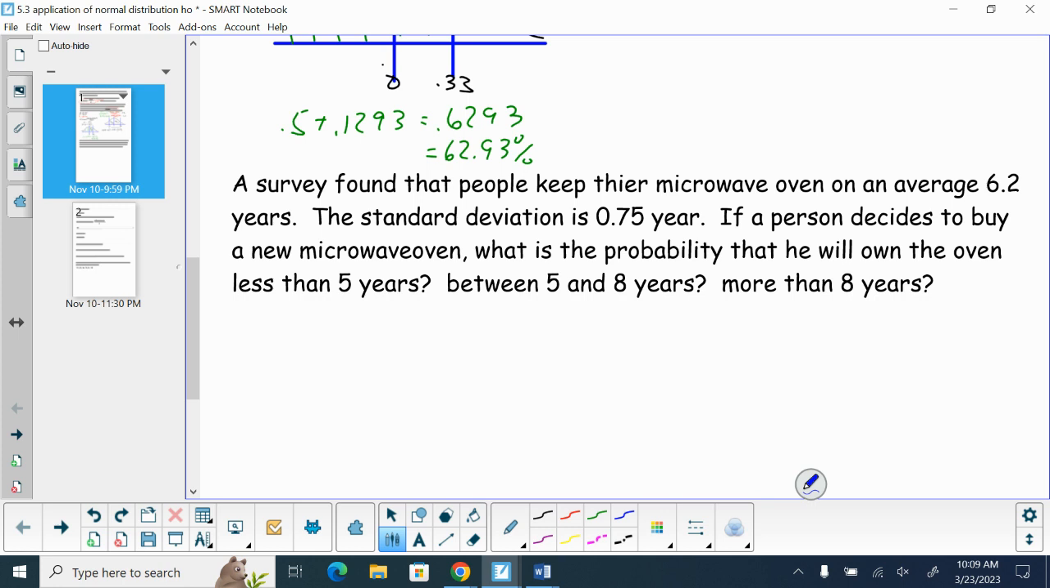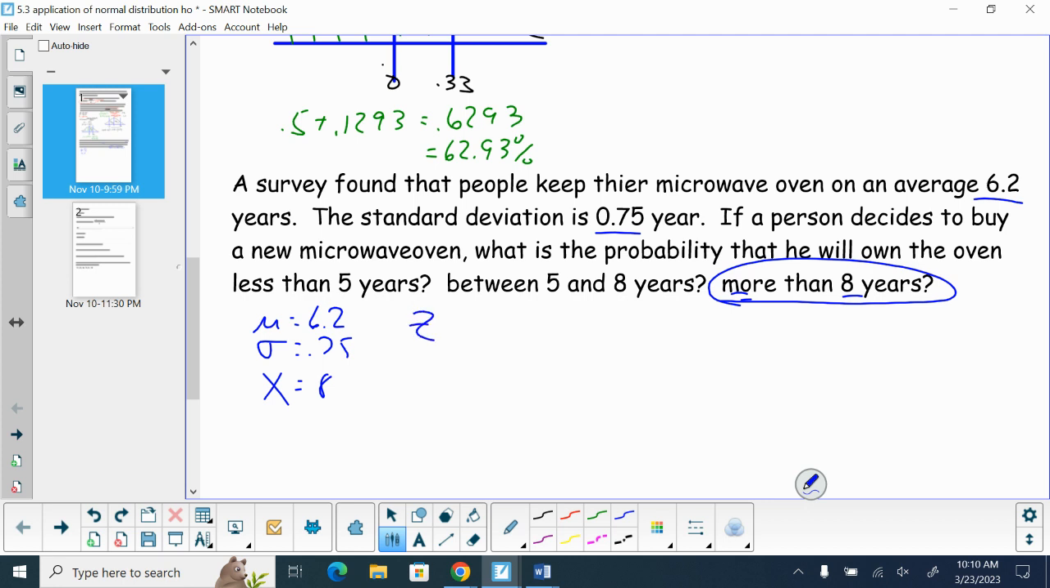A survey found that people keep their microwave for an average of 6.2 years. I don't know what world that's in. I know I've had ours for 15 years. But on average, 6.2 years, standard deviation of 0.75. We'll look at just more than 8. We have an average of 6.2, a standard deviation of 0.75, and we're going to look at a value of 8, and we want to go more than this value of 8.